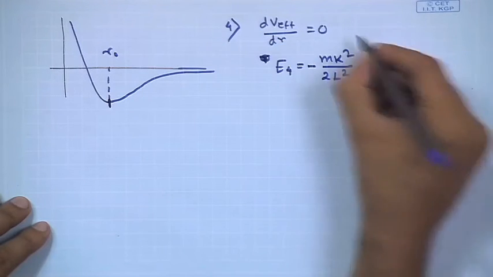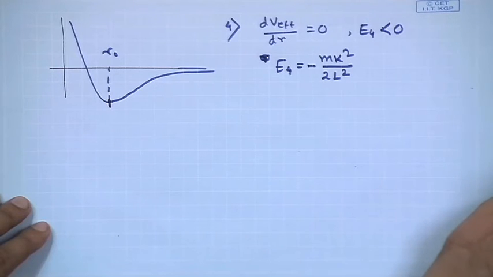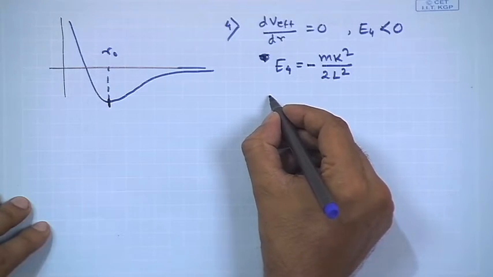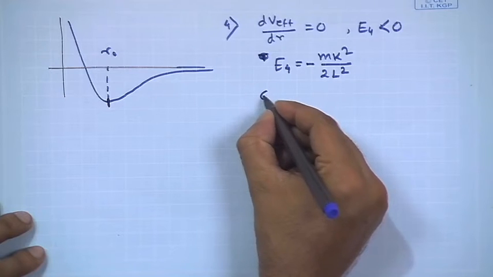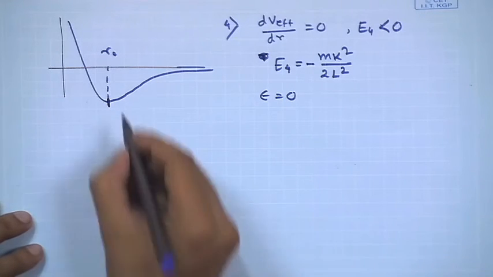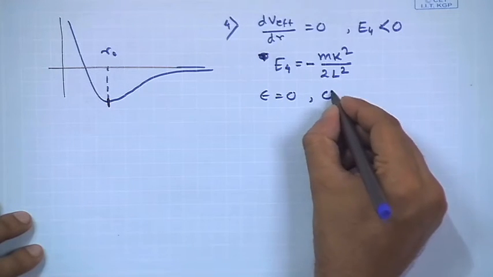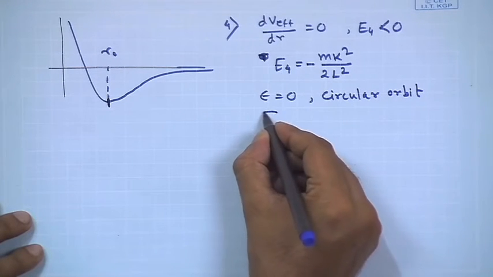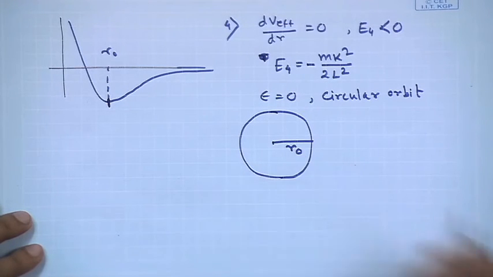So, that is the fourth case, when energy is equal to E4, which is less than 0. Now, if you put that value in your eccentricity expression, which is given by this, you will immediately see that this expression corresponds to an eccentricity equal to 0. So, it will give you a circular orbit with only one value of r, which is given by this r0, right.